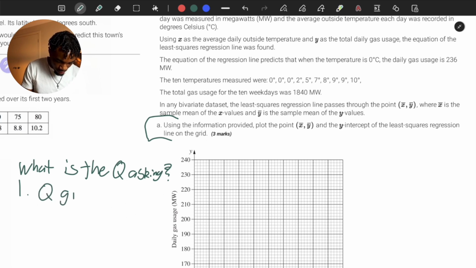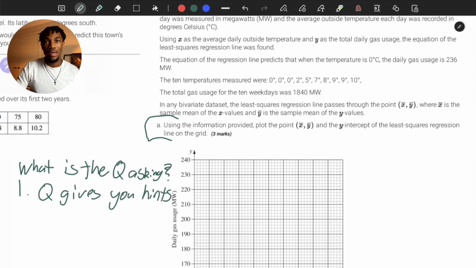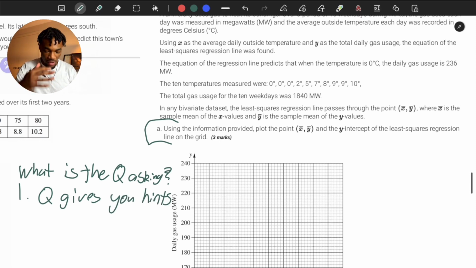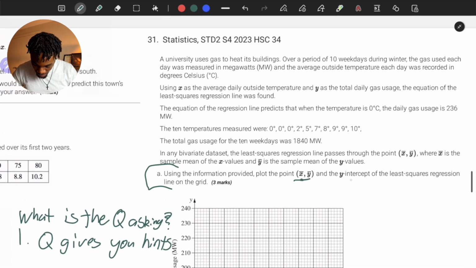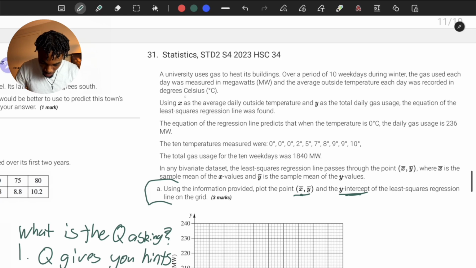This next step is the question gives you hints. Once I know exactly what I'm calculating, I'm going to go through and see, all right, what hints has the question given me? So I need to plot these points and the y-intercept and make a line. So a university uses gas heat on its buildings over a period of 10 weekdays during winter, blah, blah, blah. All right, I got nothing from that.